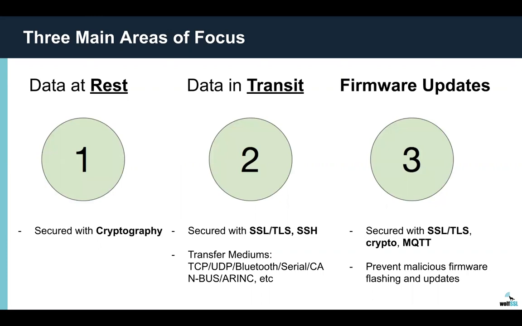We focus on three main areas: securing data at rest with wolfCrypt, and securing data in transit. This could be done with SSL and TLS or SSH, most commonly over TCP/IP, but also could be over a number of different transport mediums. We do have some customers just running TLS over straight memory buffers where there's no real transport layer involved at all. And then firmware updates is a third category, mixing together wolfCrypt with a secure transport medium, and also adding in a secure bootloader for secure firmware updates.